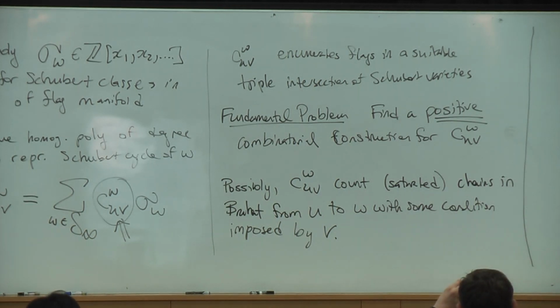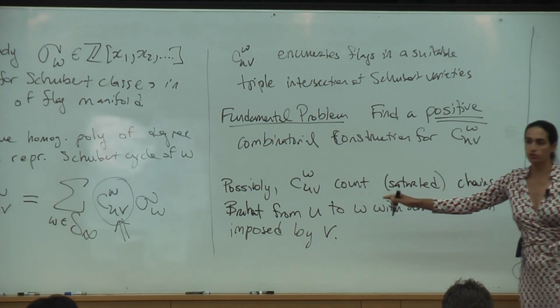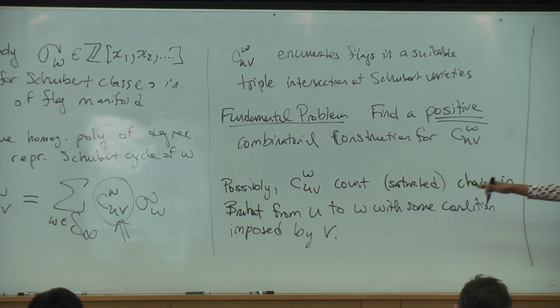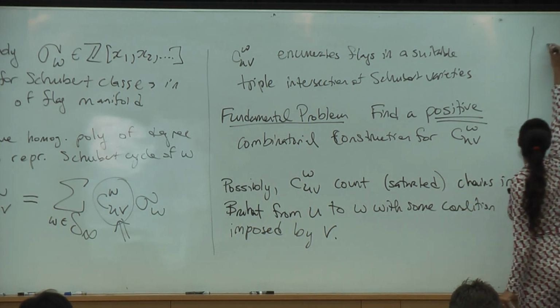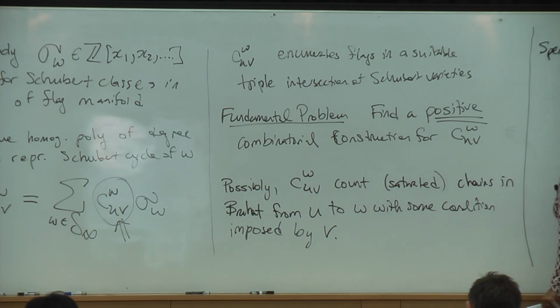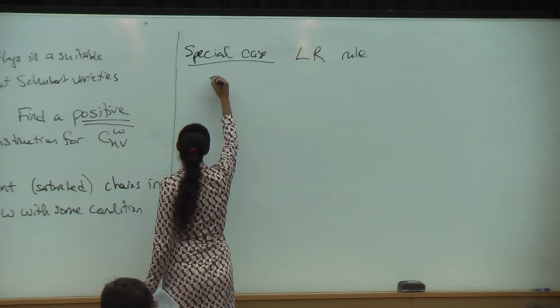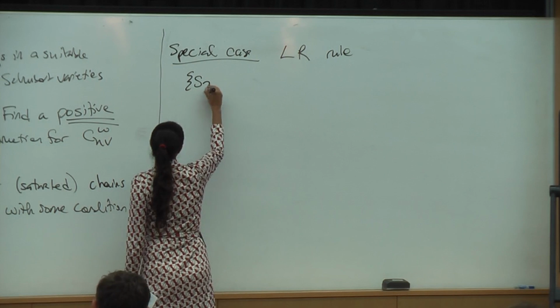So let me give you an example of where we actually know the answer. And I should say, Bruhat order here is the same as inclusion of Schubert varieties, so it's really the natural order to use in this setting. So here's a special case that I can do, and I'm sure you can all do it too. So the special case is the Littlewood-Richardson rule. So what is this? Well, now we get to my friends, the Schur functions.